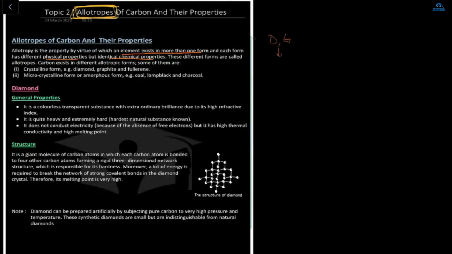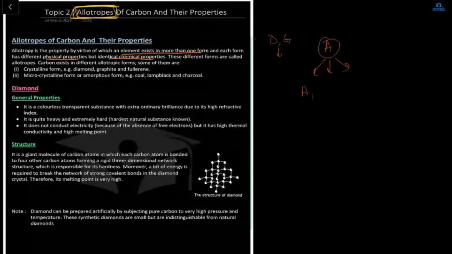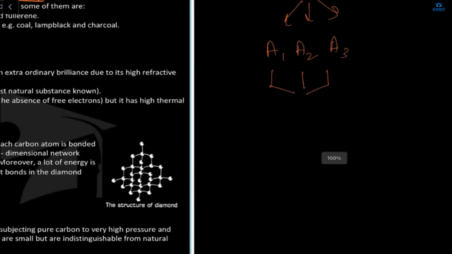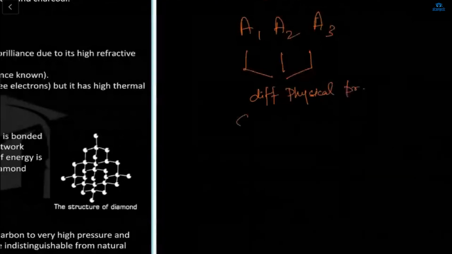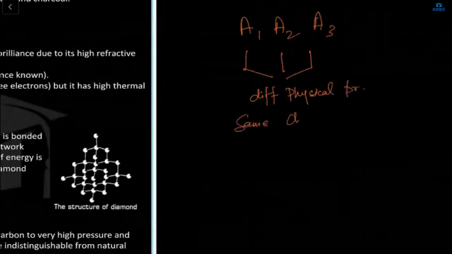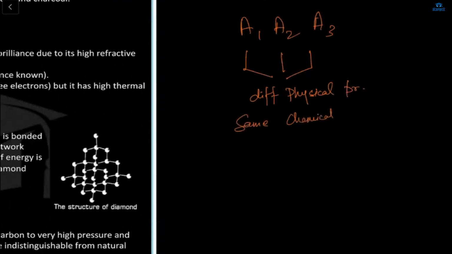Let's say this is my element A, and it exists in three forms: your A1 form, A2 form, and A3 form. But these all three have different physical properties, but they will have the same chemical properties. This is the definition of allotropes.